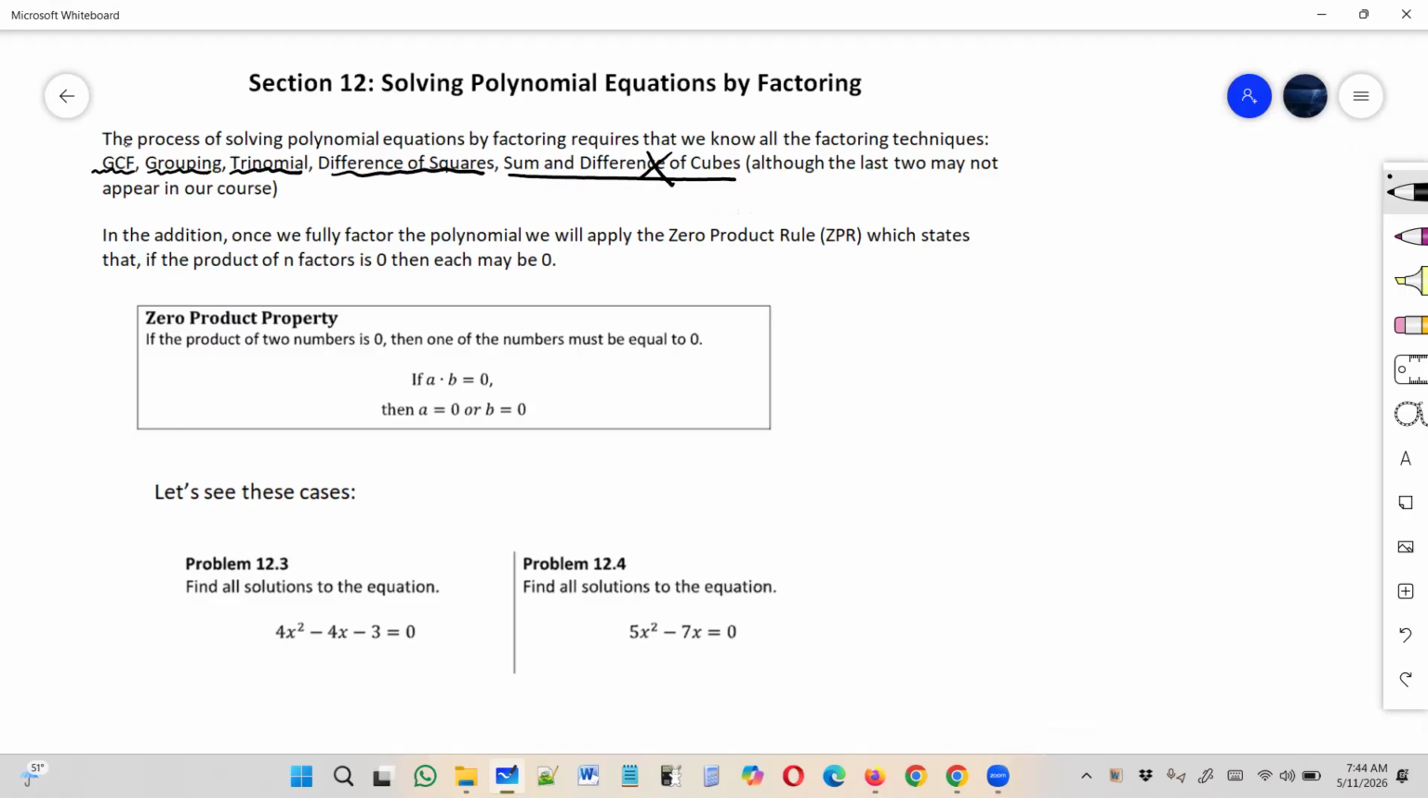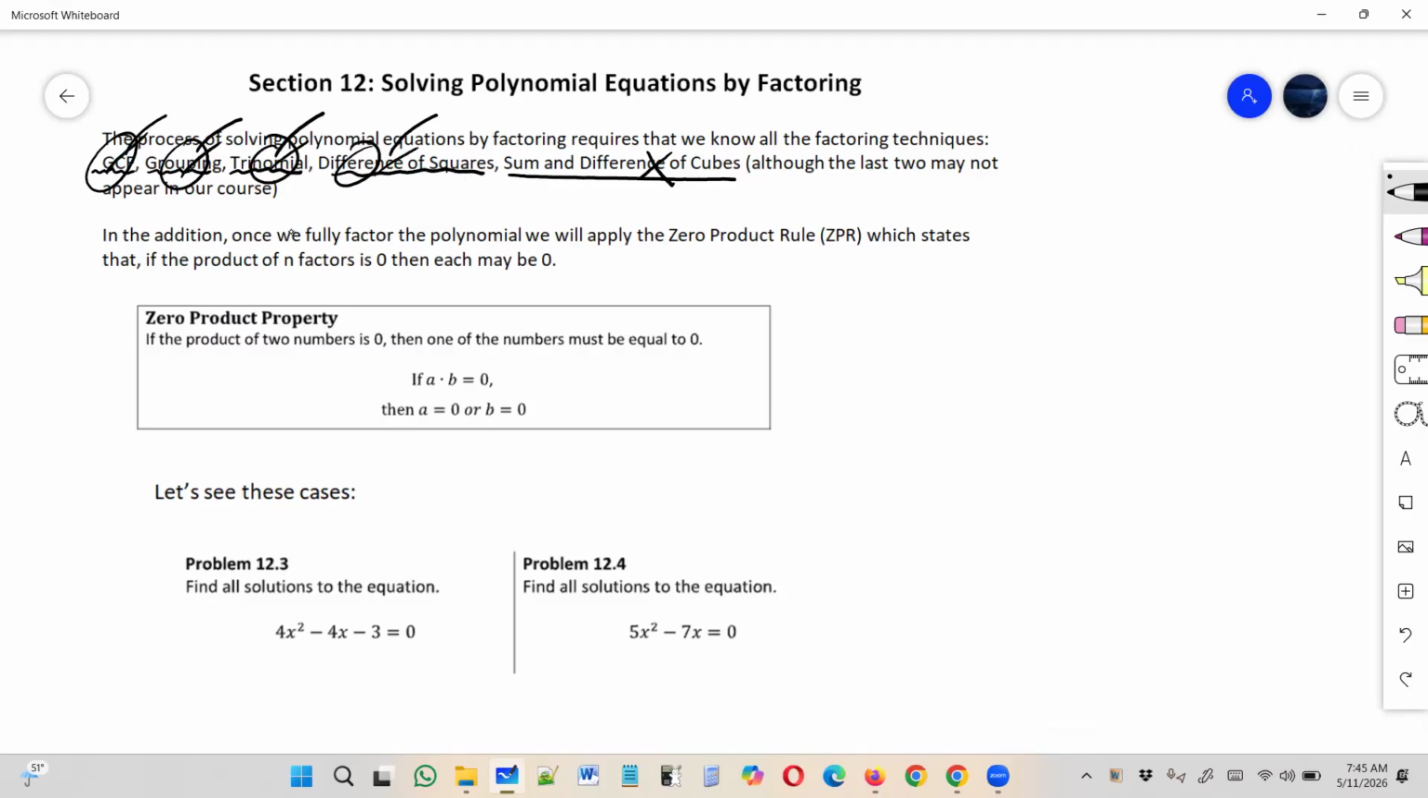Okay, so it's primarily GCF, grouping, the trinomial, and difference of squares, and those we have to know. Now, when we see a polynomial, which is an expression involving multiple terms with x to the first, second, third, fourth power, we are going to try to factor the polynomial using one of these techniques that we've covered before. These four: GCF, grouping, trinomial, difference of squares.